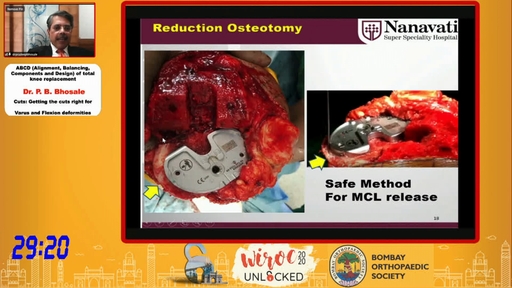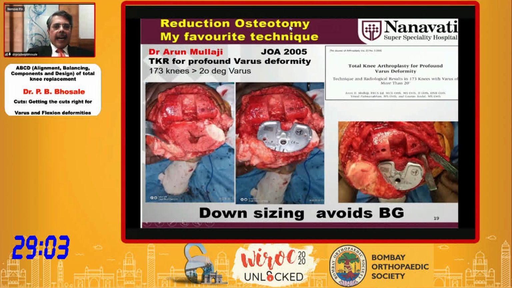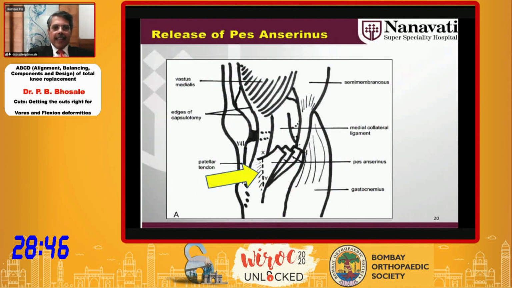So this is a typical example of reduction osteotomy. There is so much extra bone, and when you cut that carefully, preserving the MCL, you do get very good relaxation of the MCL, which is very important in severe deformities. And I must compliment Dr. Arun Mullaji. He has a wonderful publication on 173 knees, more than 20-degree varus, and he has also described this technique. Excellent technique. I use it very often.